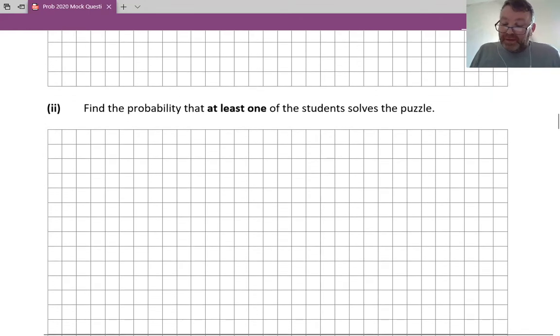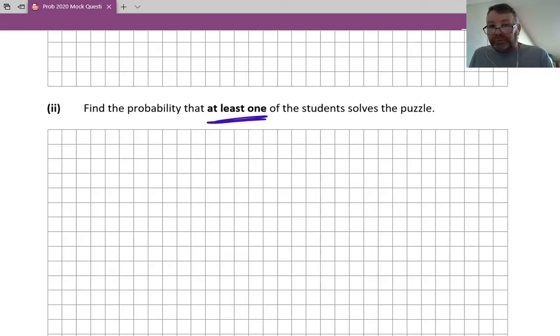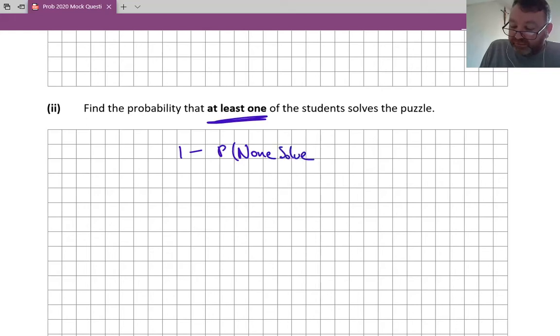Find the probability that at least one of the students solves the problems. Here we go again. Notice this time I put it in bold for you. At least one. That means not none. So if at least one of the students solves the problem, then we're not allowed to have no students solving the problem. So at least one means one minus the probability that none of them solve it. So 1 minus the probability that none solve, or that they all fail to solve it.